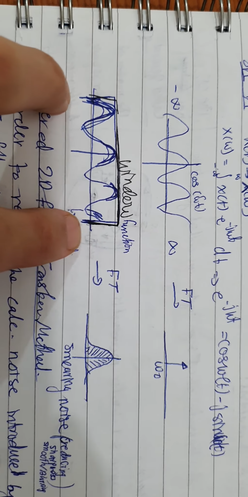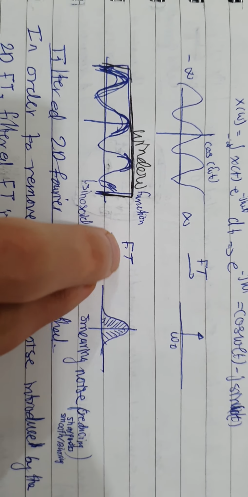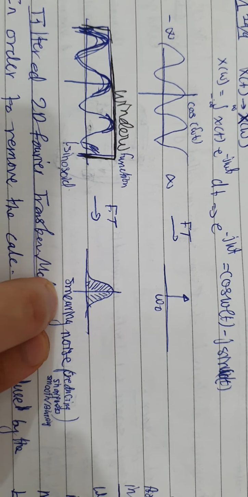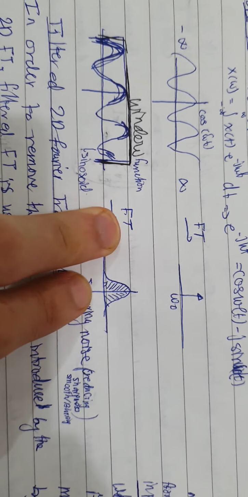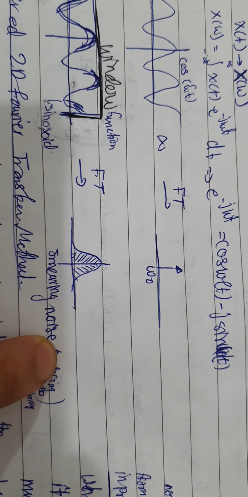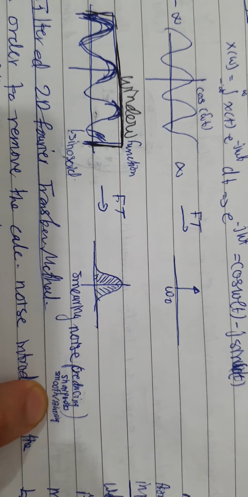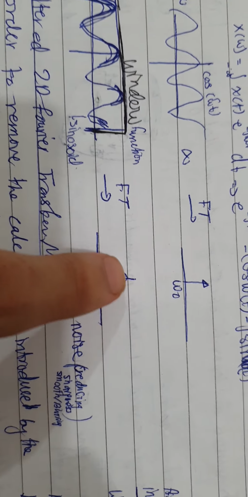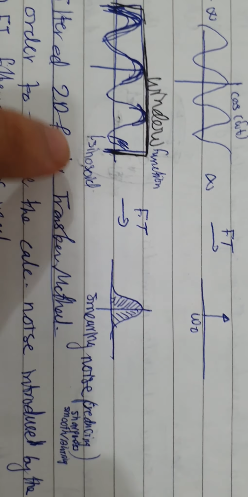And then we take that Fourier transform, cutting that function, taking it to the frequency domain by the Fourier transform induces a smearing noise, reducing the sharpness, smoothing it or blurring it. You see, okay.